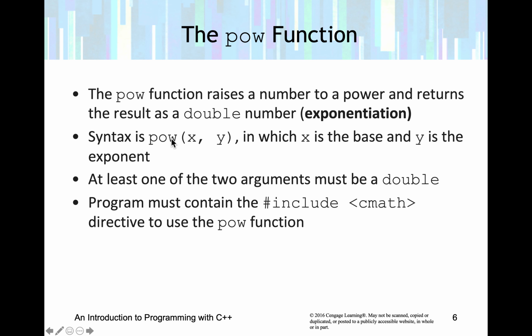The way we call it is we say pow(x, y). X is the base. So let's say we want 5 to the power of 2. So the exponent is y and the base is 5. At least one of the two arguments has to be a double. So either the x has to be a double or the y has to be a double. So you could pass it 5.0 and 2, or a 5 and a 2. And then it's going to return back to you a double, and you'll have to include cmath for the power function to work. And we'll look at some examples in a little bit.